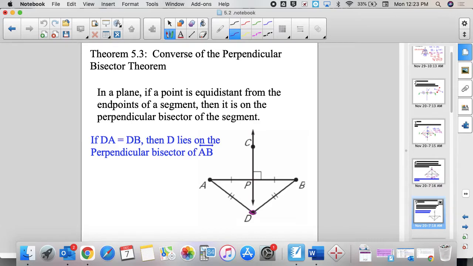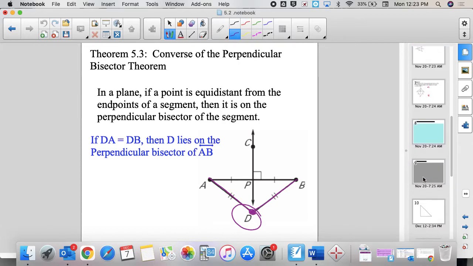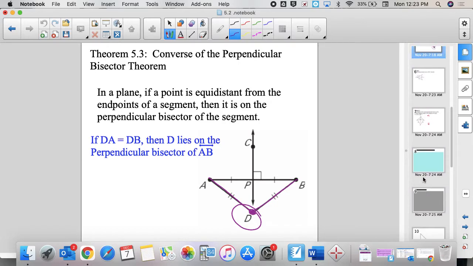So this point D down here, since it is equidistant from A and B, then D would have to lie on the perpendicular bisector. Remember two things though, you need to be on your perpendicular bisector. You do have to have both pieces. It must be perpendicular and bisect that segment.